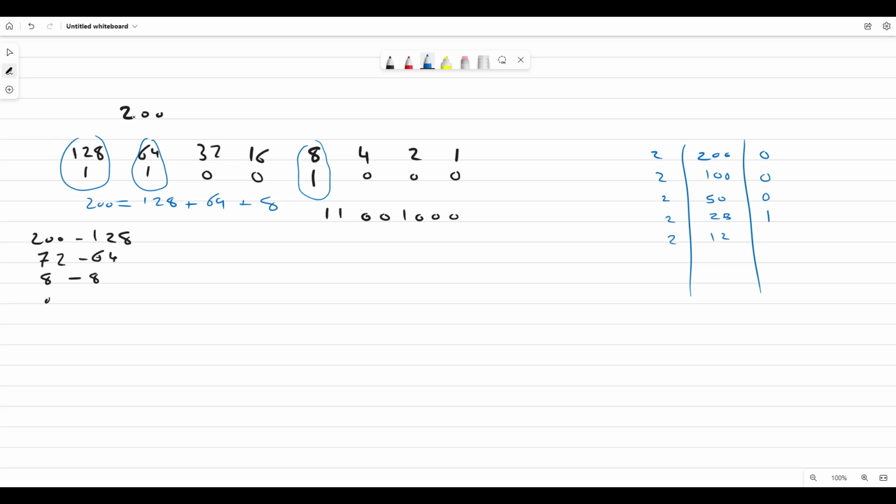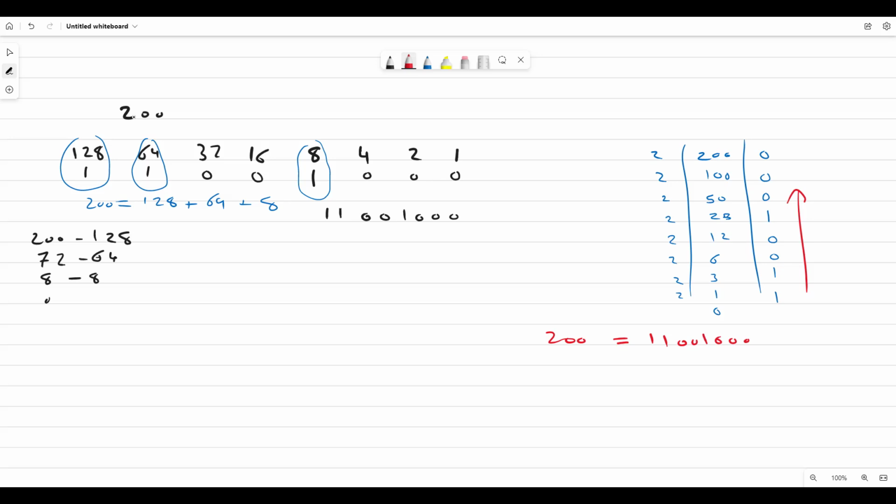12 by 2 gives us 6 and the remainder will be 0. 6 by 2 gives us 3 and the remainder is 0. Now 3 by 2 gives us 1 and the remainder is 1, and 1 by 2 gives us 0 and the remainder is 1. Then we write the numbers from bottom to top, so we write the number 1 1 0 0 1 0 0 0. So this is equivalent to the number 200 in Denary. In the exam you can use the way you prefer.